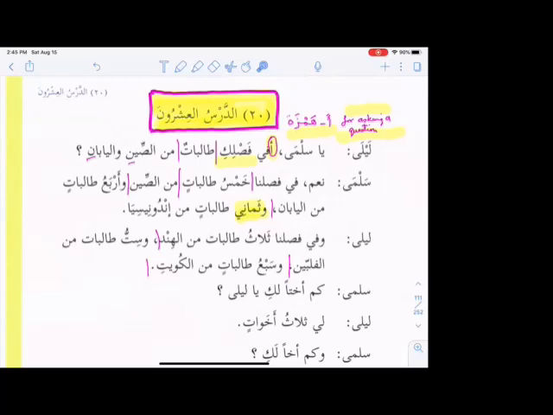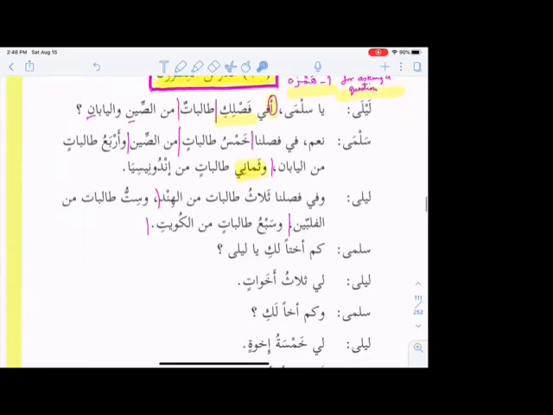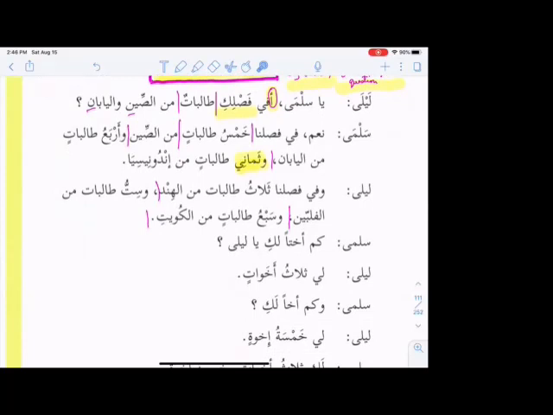Fi fasli na, in our class, salasu talibatin min al-Hindi, 3 students from India. Wasittu talibatin min al-Philippines, wa sab'u talibatin min al-Kuwait. Fine. Now here, the classroom atmosphere is finished. Now Salma is saying, come ukhtan laka. Come ukhtan laki, because we are talking to a feminine.